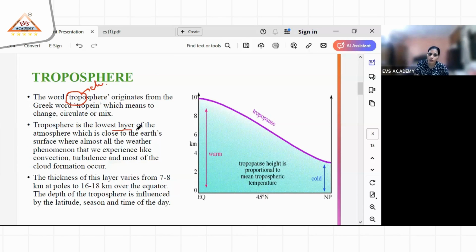The troposphere is the lowest layer of the atmosphere, which is close to the Earth's surface, where almost all weather phenomena that we experience, like convection, turbulence, and most of the cloud formation occur. So remember this point also, that the troposphere is the lowermost layer.